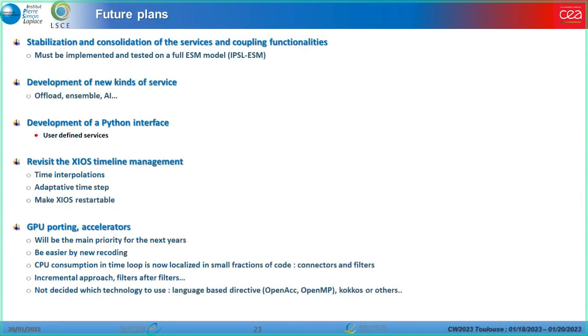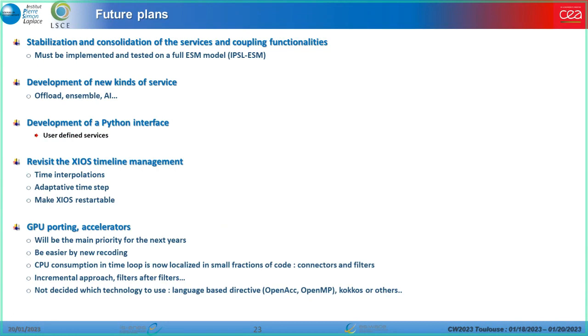Conclusion, future plan. Of course, we need to stabilize and consolidate the services and coupling functionalities, and we will test the ICON-ESM model. We plan to develop new kinds of services, develop a Python interface, and totally revisit the ENES timeline management by adding time interpolation, to be able to manage a different time step, and make ENES restartable. And of course, the main priority for the next years will be the GPU porting on accelerators.